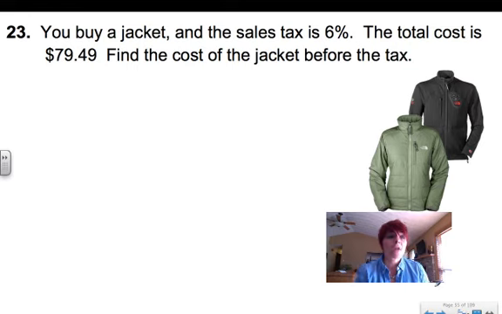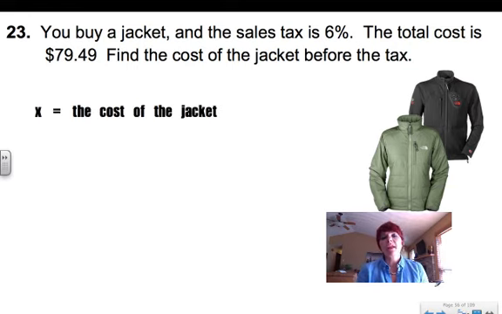Moving right along. Number 23. You buy a jacket and the sales tax is 6%. The total cost is $79.49. Find the cost of the jacket before the tax. Well, let's start with something. Let's figure out what we're going to have our variable be. So I'm going to let X be the cost of the jacket.